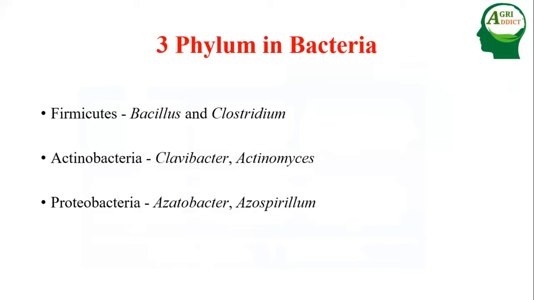And there are mainly three phyla in bacteria. Firmicutes have almost all gram-positive bacteria with a strong cell wall, and a very good example is Bacillus and Clostridium, which produce endospores, I said. Coming to actinobacteria, they have high GC content, for example, Clavibacter, Actinomyces. Whereas proteobacteria are almost all gram-negative bacteria like Azotobacter, Azospirillum. Here, you can find examples like alpha proteobacteria, beta proteobacteria, gamma proteobacteria, delta and epsilon proteobacteria. So this is all about the bacteria.